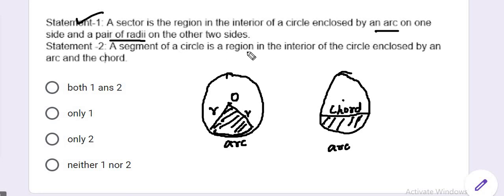Segment of a circle is the region in the interior of the circle enclosed by an arc and a chord. So statement 2 is correct. So which of the options is correct? Both 1 and 2. Here it is wrongly written as A and S. It is AND. So both 1 and 2, option A is correct.